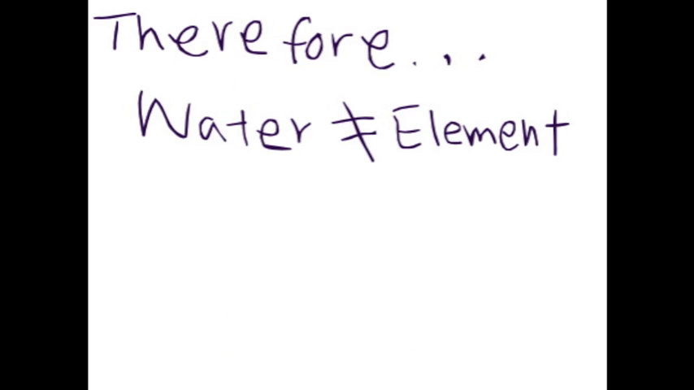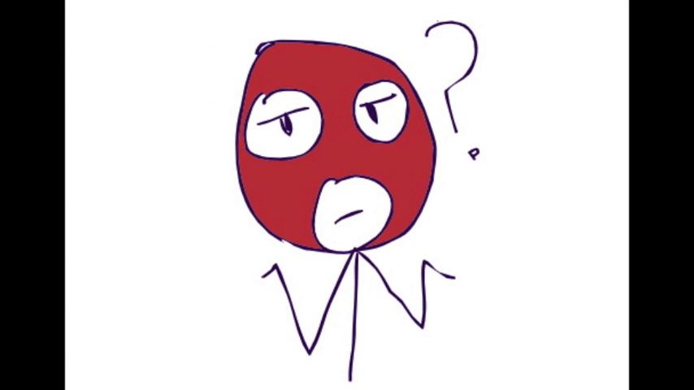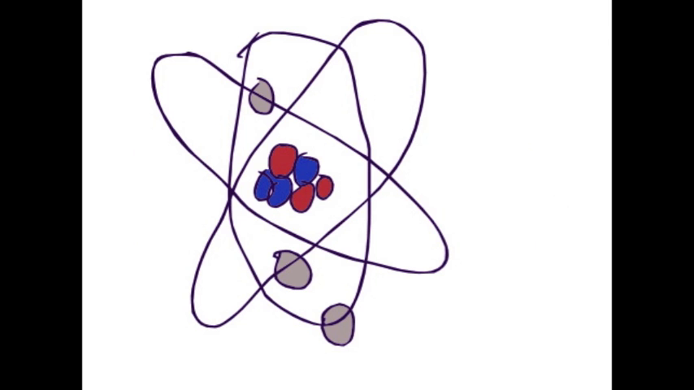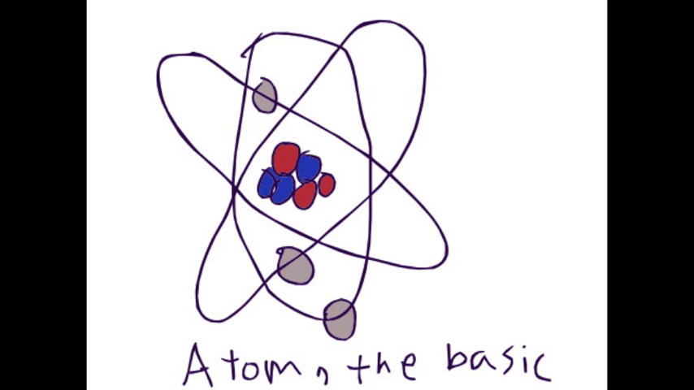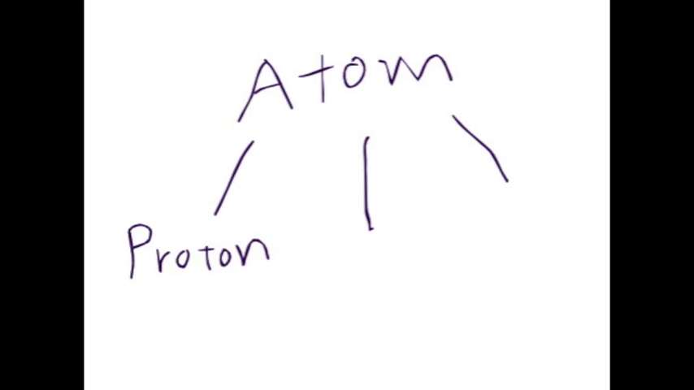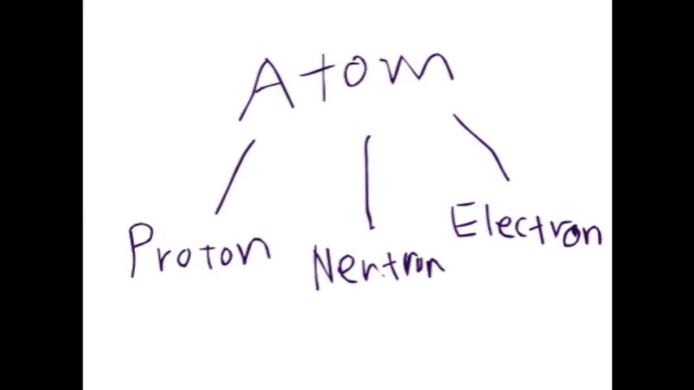So water is not an element, but a compound. Compound, which means it's a mixture of an element. So can you make our own element? To know that we can make our own element or not, we have to know about atom, the basic unit of a chemical element. Atoms have 3 subatomic particles, which are called as proton, neutron, and electron.